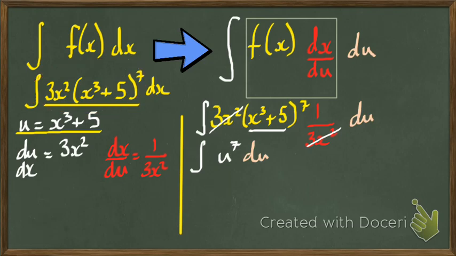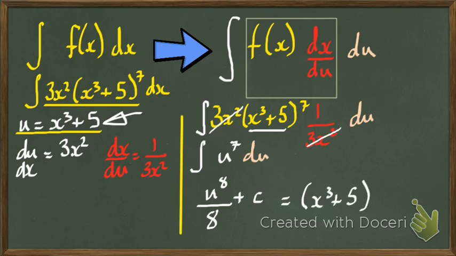Okay, so the integral of u to the 7 is, I'm just going to go for a single colour now, everybody. So the integral of u to the 7 is u to the 8 over 8 plus my constant of integration, and now I just put back in this function here, which gives me (x cubed plus 5) to the power of 8 over 8 plus my constant of integration, and that is the process of u substitution.